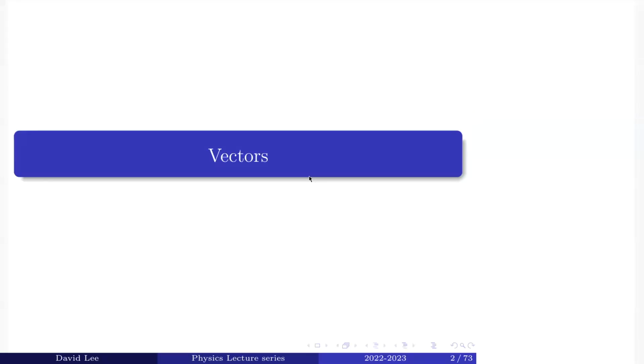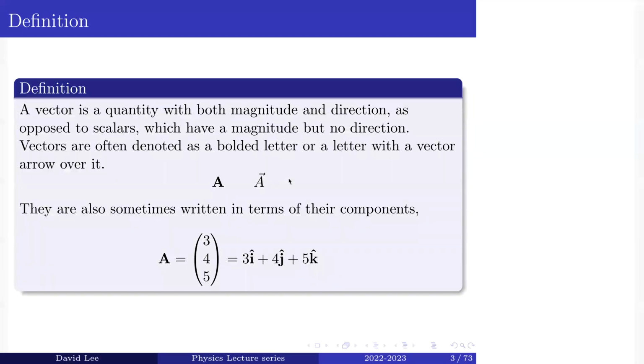Okay, so our first topic to review is vectors. As a quick review, vectors are quantities with both magnitude and direction, as opposed to scalars. Scalars just have a magnitude, but no direction. And you can see here, these are just some common notations for vectors.